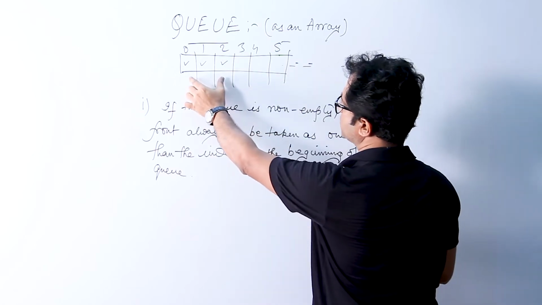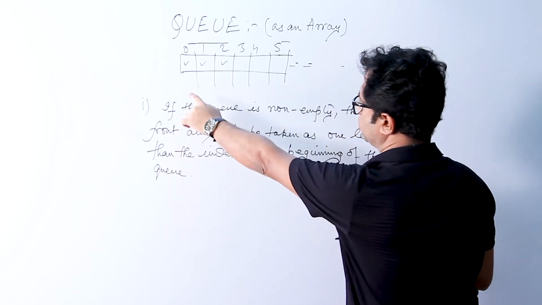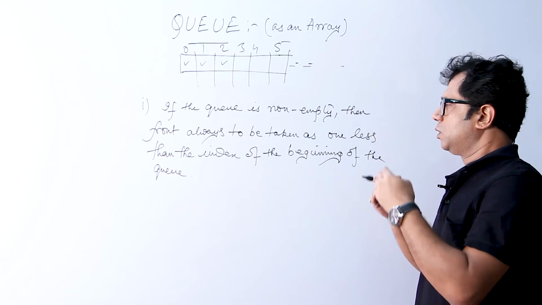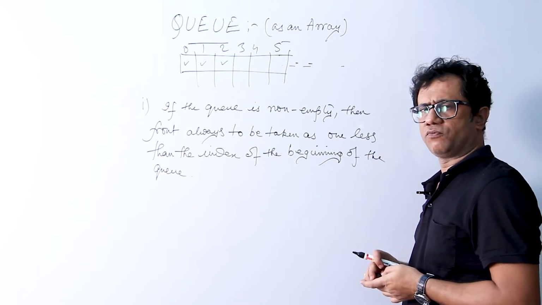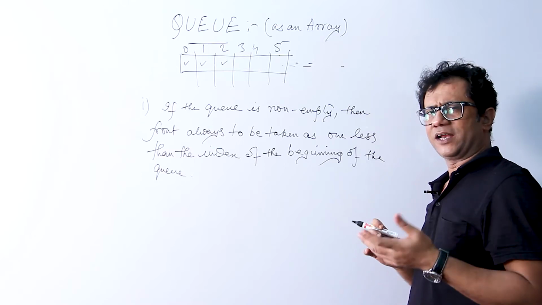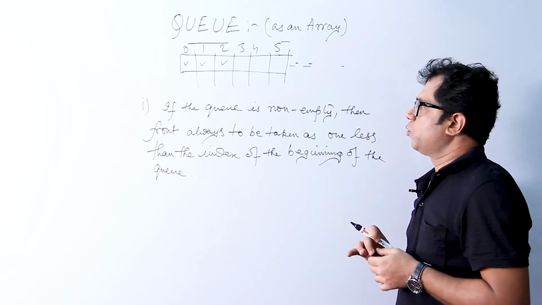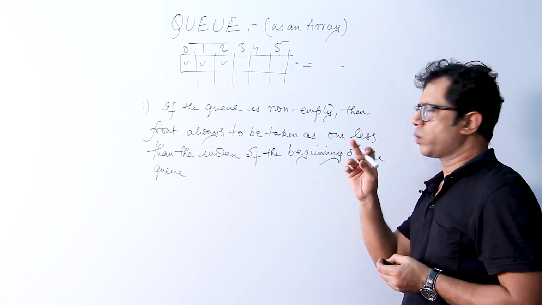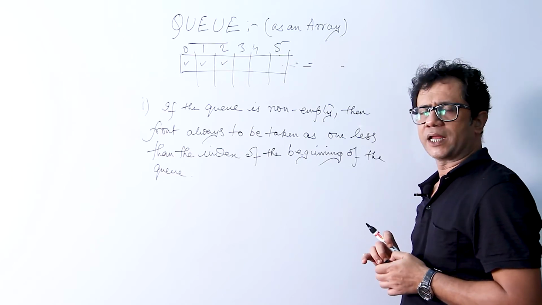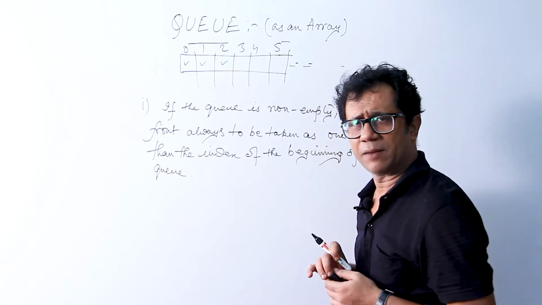In this case, since the Q is non-empty, we will take the front to be 1 less than the index of the beginning of the Q, so as to handle the operation of deletion of the Q. We'll study the addition and deletion operations later on, and then you will fully understand why I am doing this. This is quite similar to the concept of the top being initialized to -1 when the stack was empty.